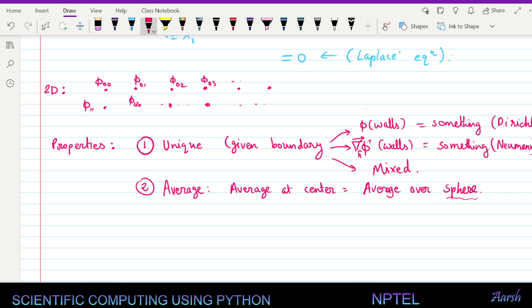So in fact, in the discretized version, it means that phi ij is the average of all its neighbors. How many neighbors does it have? If phi ij is here, then you have this one, right, left, up and down, 4. So it's phi i minus 1 j, phi i plus 1 j, phi i j plus 1, and phi i j minus 1.